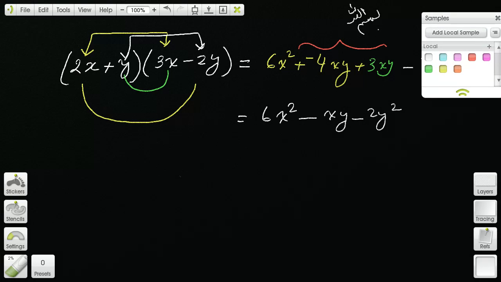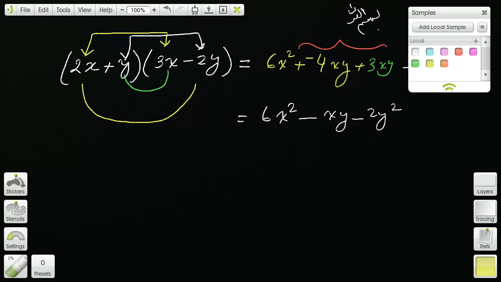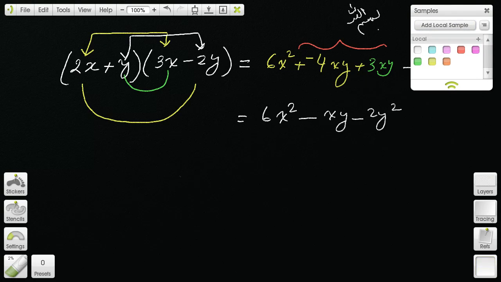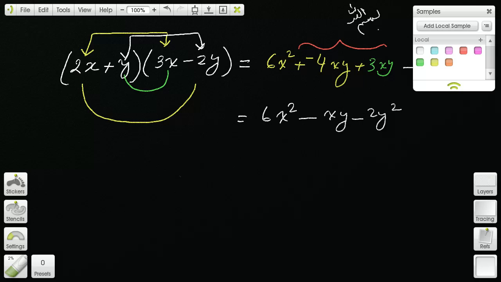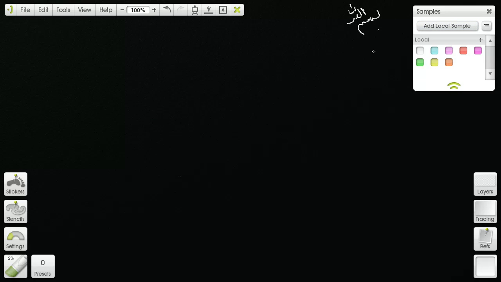So this is FOIL. This is multiplying two binomials. Now, multiplying binomials is so important. You can't get away from it in algebra. So this is a skill that you have to really develop. Now, when you multiply binomials, there's three special cases. I shall demonstrate these to you, and they're like this: a plus b times a plus b.